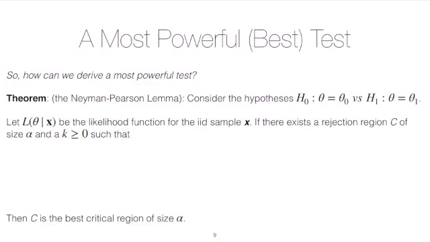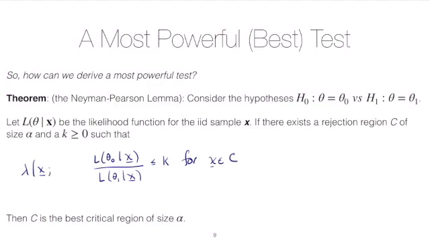non-negative real number. So we'll say if there exists a rejection region C of size alpha and a k greater than or equal to 0, such that a ratio of likelihood functions, so the ratio of the likelihood function under the null divided by the likelihood evaluated under the alternative, if this ratio is less than or equal to k for x in the critical region, then this critical region C is the best critical region of size alpha.